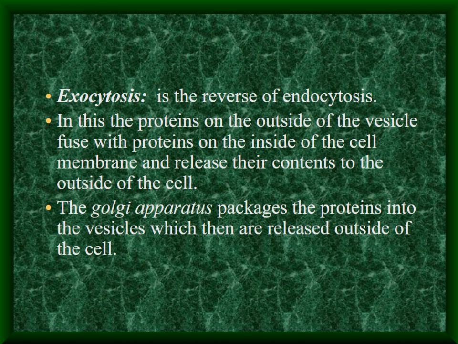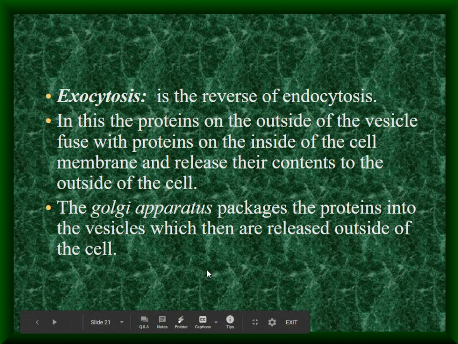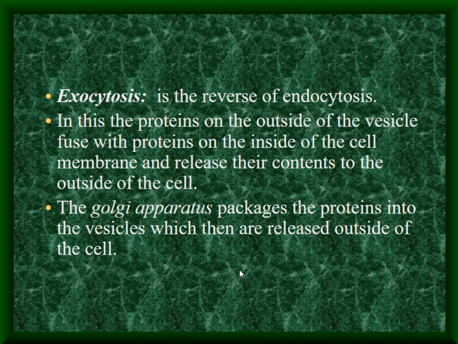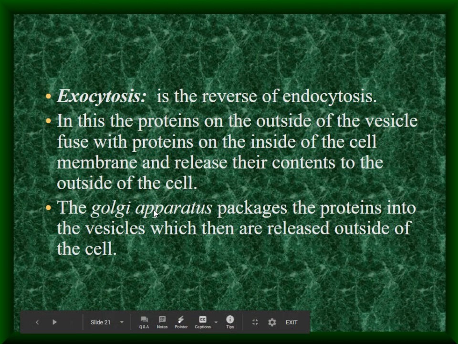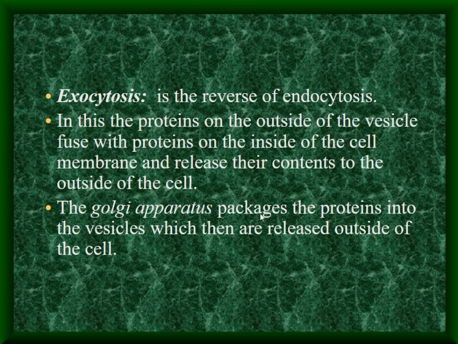Exocytosis is the reversal of endocytosis. In this, proteins on the outside of the vesicle fuse with proteins on the inside of the cell membrane and release their contents to the outside. The Golgi apparatus packages the proteins into vesicles, which are released to the outside of the cell. Basically, the Golgi apparatus combines or packages these proteins into vesicles and releases them in order to get rid of waste, or sometimes to make sure that there is nothing harmful inside the cell.